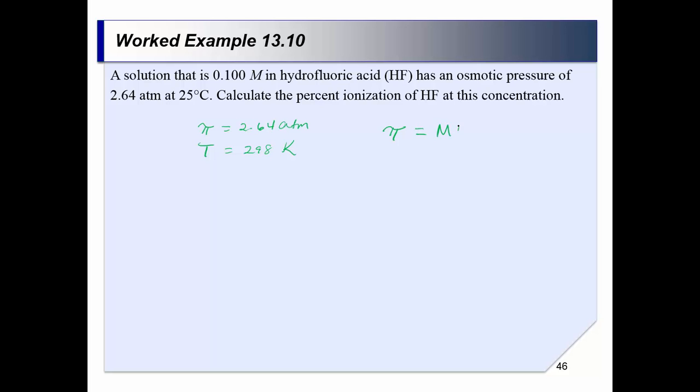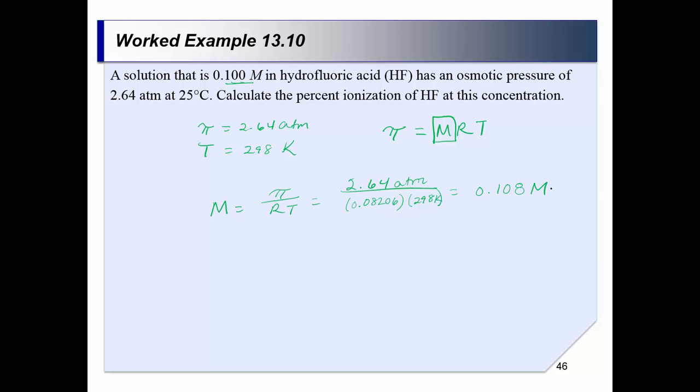So in this case, the M, the capital M, is not what we're given. This is the M of dissolved particles. So if I rearrange, M equals pi over RT, then I can plug in my numbers and calculate. So I have 2.64 atmospheres divided by the product of 0.08206. Remember that's liter atmospheres per mole Kelvin, times T temperature, 298 K. Then I end up with 0.108 capital M, that's moles per liter.